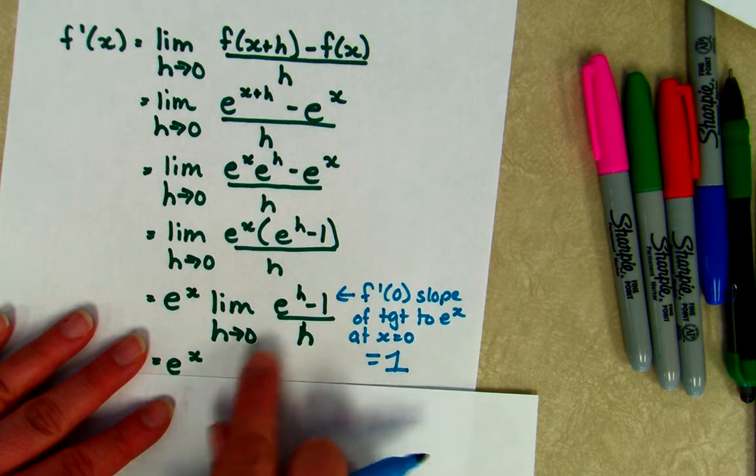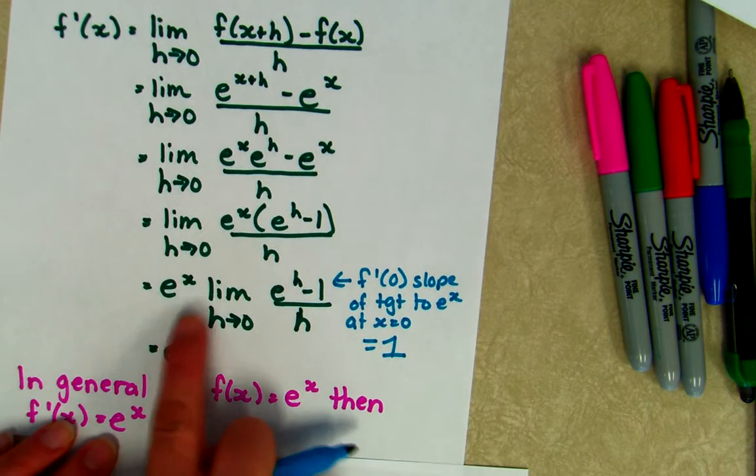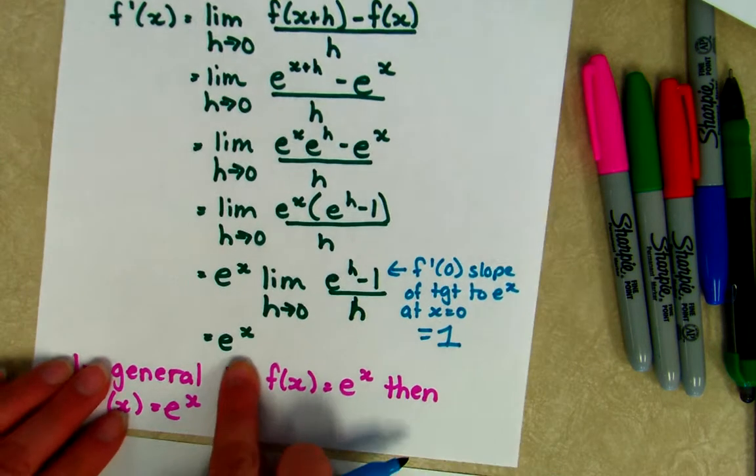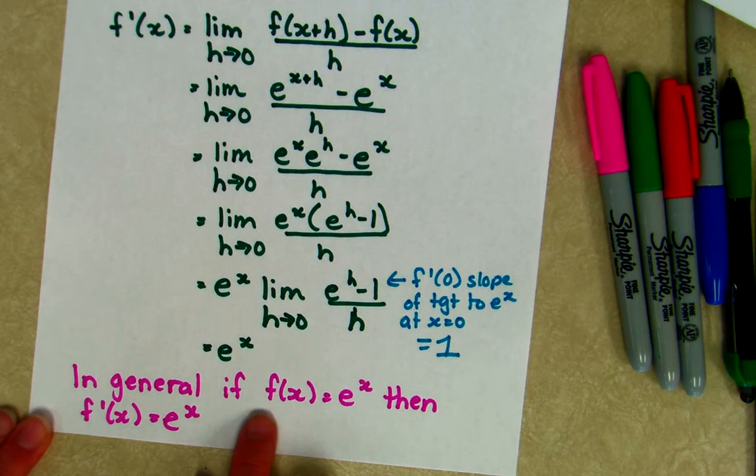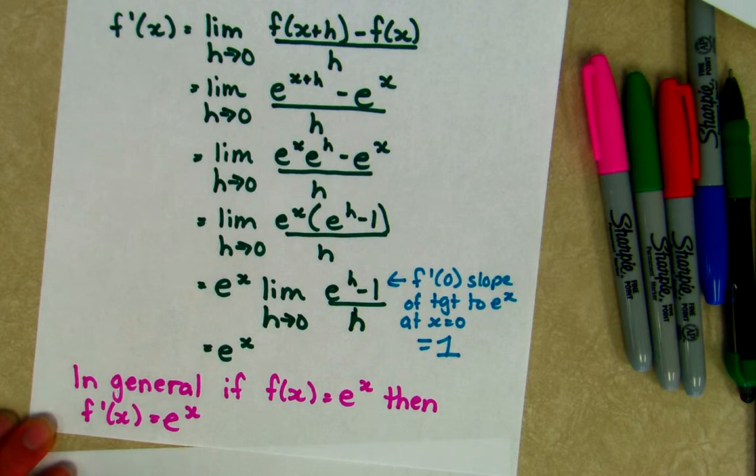So all of this here goes to 1. So e to the x times 1 is just e to the x. So it's pretty cool that in general, if f of x equals e to the x, then the derivative is e to the x. So it is a function whose derivative is equal to itself.